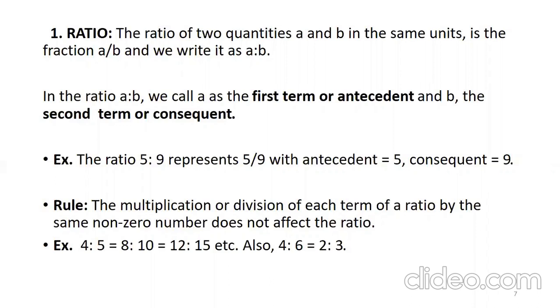In the ratio A is to B, we call A the first term or antecedent and B the second term or consequent. Then what is the rule? The multiplication or division of each term of a ratio by the same non-zero number does not affect the ratio. That is, 1:2 is equal to 2:4, that is equal to 3:6.